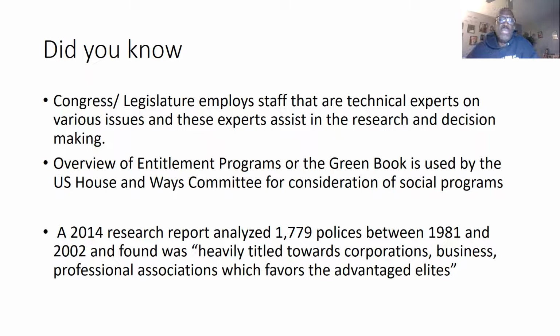In 2014, a research report analyzed 1,779 policies between 1981 and 2002, and here's what they found. It was heavily tilted towards corporations, businesses, and professional associations, favoring the advantaged elite. So when policies do finally make it out of that 5%, it looks like corporations, businesses, and professional associations are typically the beneficiaries and not so much the people.